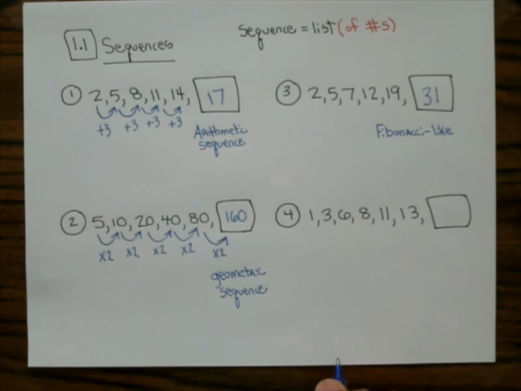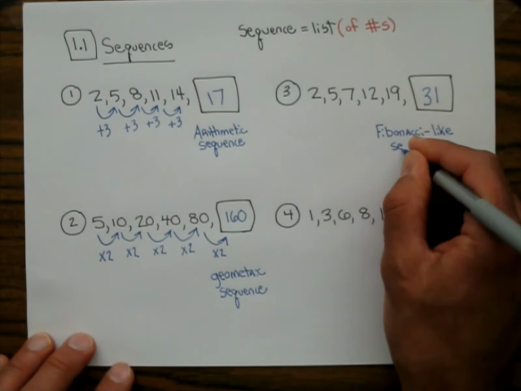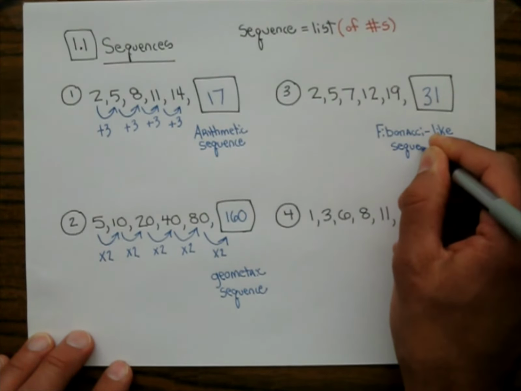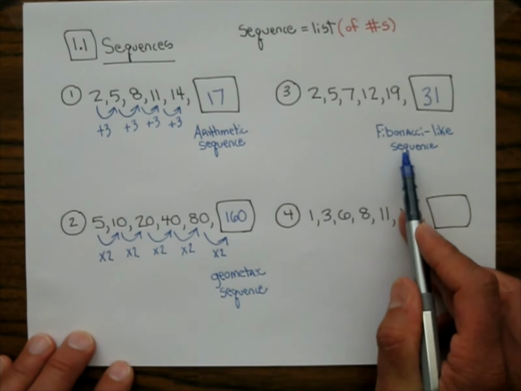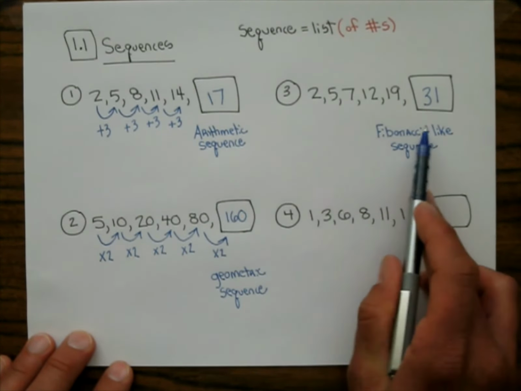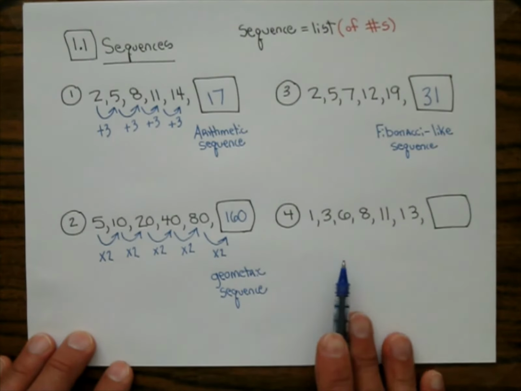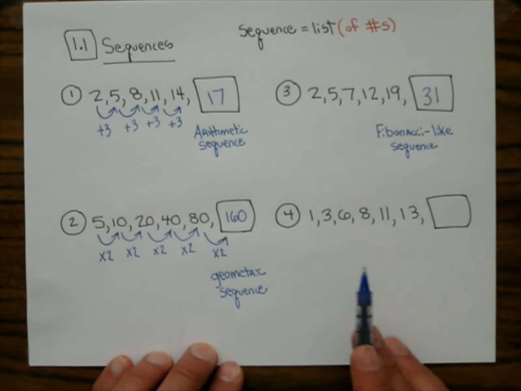So that's what we'll call it, Fibonacci-like sequence. Okay, because it kind of acts like the Fibonacci sequence, but it's not identical, so that's why we say Fibonacci-like sequence. So there it is. Okay, let's go ahead and do this one right here.